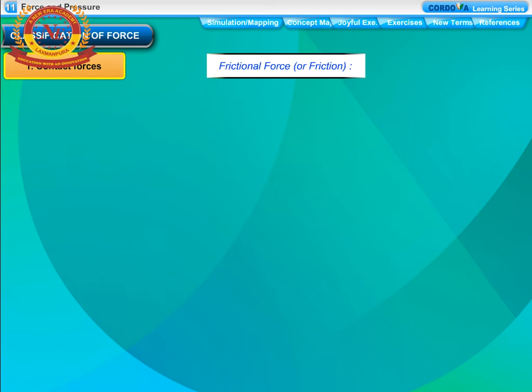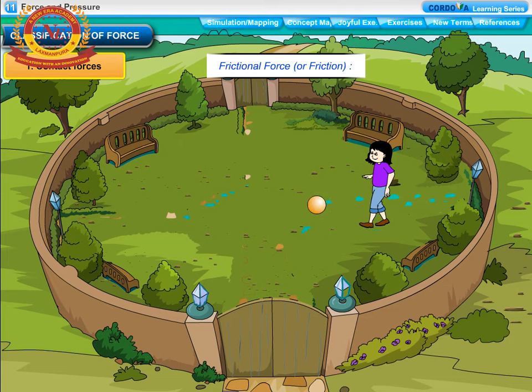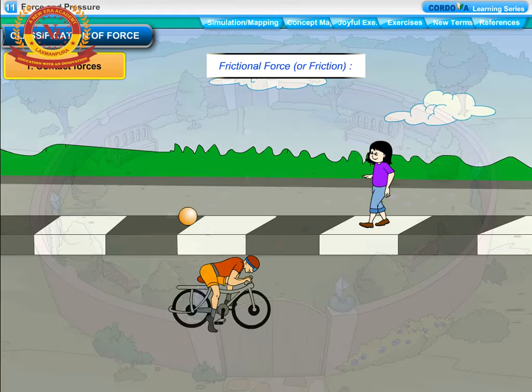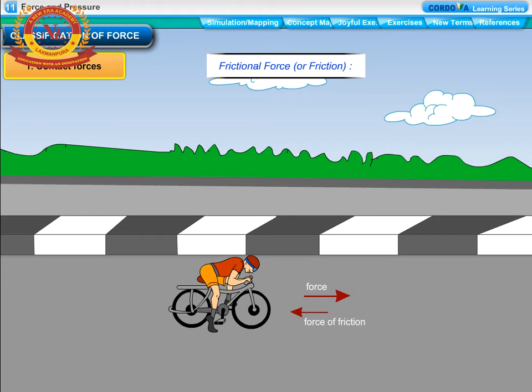Frictional force or friction. A ball rolling along the ground gradually slows down and finally comes to rest. We find no visible force appears to be acting on the ball, yet its speed gradually decreases and finally it comes to rest after some time. Friction. The force of friction between the surface of the ball and the ground that opposes the motion of the ball brings the moving ball to rest. Force of friction.